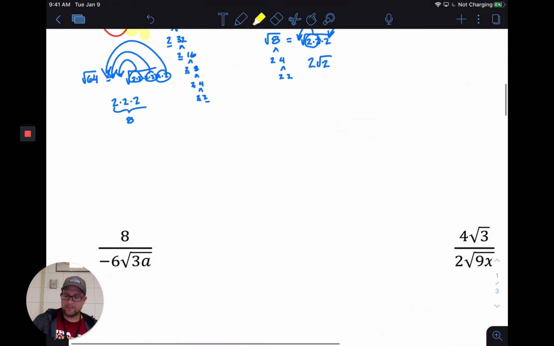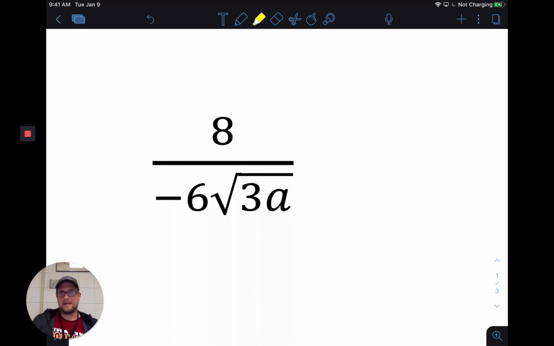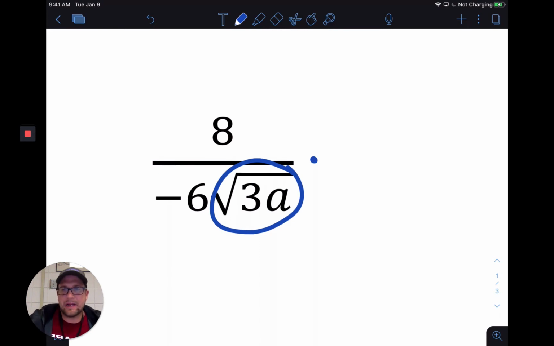Let's take a look at another problem. Here's another one for us, a little bit more complicated. Now we're seeing a variable and we're also seeing this coefficient on the outside here. In order to rationalize, what we really want to do is make sure that we get rid of the square root in the bottom. So that's all we're going to concern ourselves with. We're not going to worry about this negative 6 here. We'll deal with that when it comes, but the piece we need to worry about is this square root. That's what rationalizing the denominator is all about, getting rid of that.